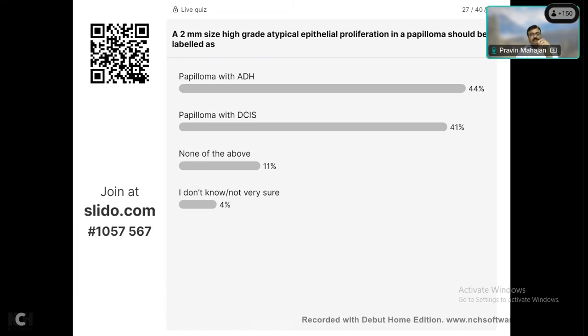So what you have to see in this question is what I have said is exactly high grade atypical epithelial proliferation. Now the cutoff criteria of 3 mm, when you say something is ADH if it is less than 3 mm or something is DCIS when it is more than 3 mm, actually applies only for low grade or intermediate grade atypical epithelial proliferation and not the high grade epithelial proliferation. Once you have anything which is high nuclear grade, you just have to call it a DCIS. You cannot call it ADH. So the answer is papilloma with DCIS.